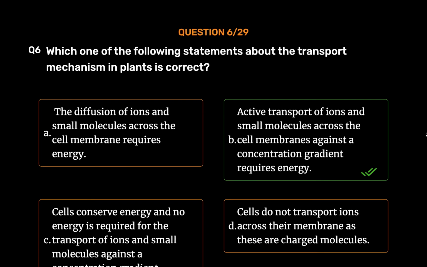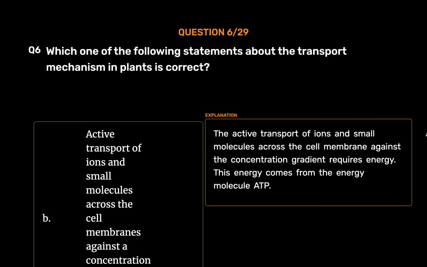Active transport of ions and small molecules across the cell membranes against a concentration gradient requires energy. The active transport of ions and small molecules across the cell membrane against the concentration gradient requires energy. This energy comes from the energy molecule ATP.